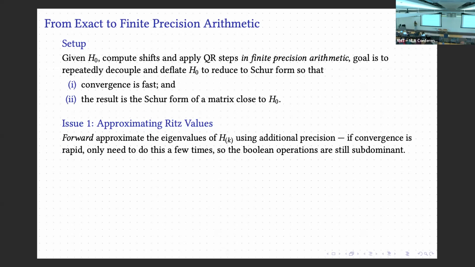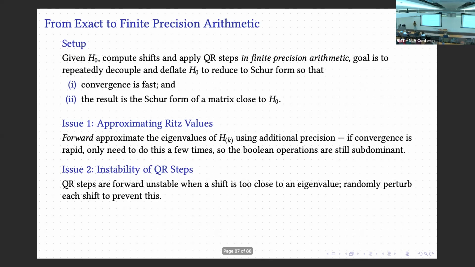Okay, so you do this by using some additional precision to compute these Ritz values. We can talk about it after the break. There's another issue, which is that each QR step you do is unstable in a certain sense, and so you have to deal with that as well. Maybe I won't try too hard to go into that since we're running up against time.